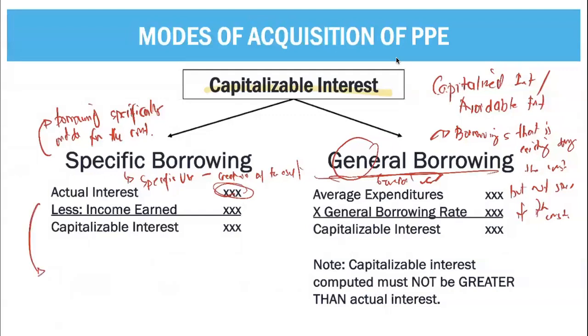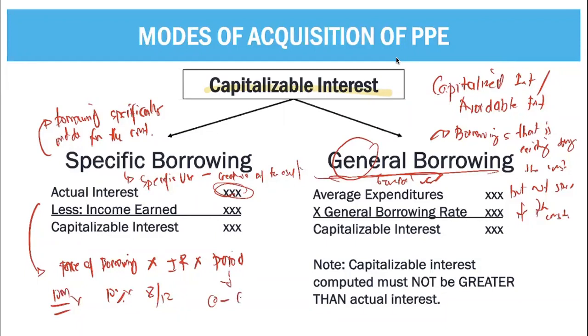Sir, how do we compute for your actual interest? That is equal to the face of the borrowing multiplied by your interest rate multiplied by your period. Okay? So whatever is the borrowing, let's say you borrowed 10 million for the creation of that particular asset. That is the face of the borrowing. If the interest rate is 10%, then 10%. And the period, let's say, from your commencement until the cessation is 8 months. So 8 over 12. Okay? So the period talks about your commencement until your cessation, or the start until the end of your construction.